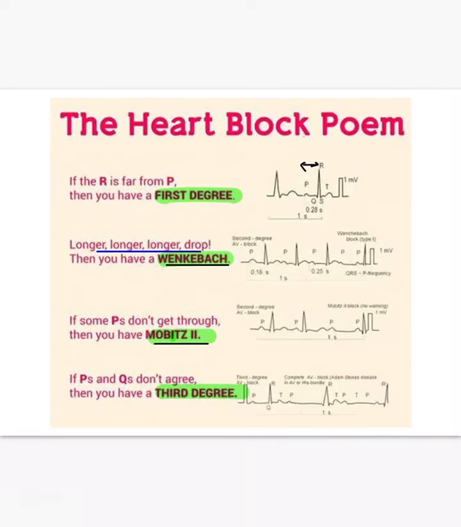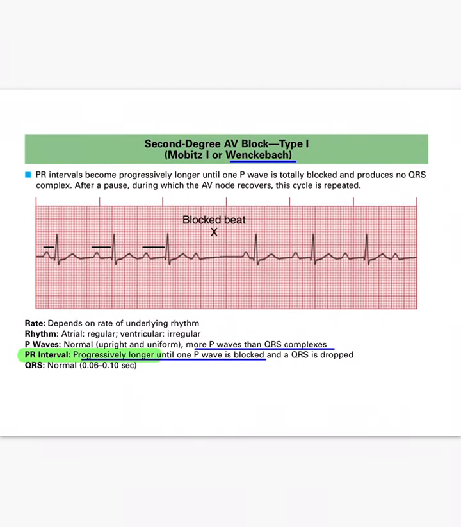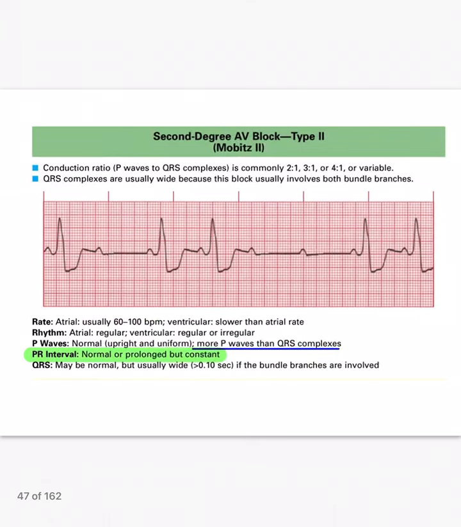Now coming on to second degree, Mobitz type 1, which is known as Wenckebach. See what happens here: the PR goes on continuously prolonging, then you have a drop. The PR is progressively longer; this is the PR, this is the PR, this is the PR. The PR is progressively longer until one P wave is dropped. It leaves off a P wave; that is second degree, known as the Wenckebach phenomenon. This is important.